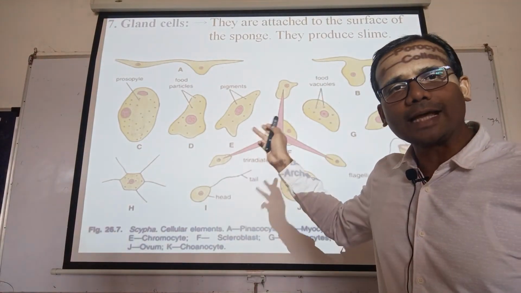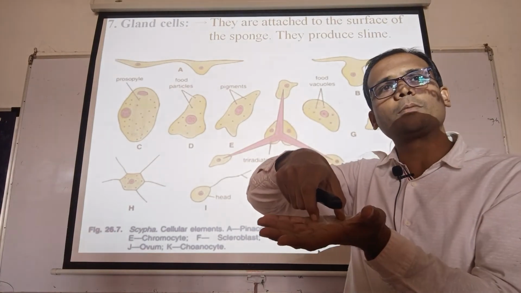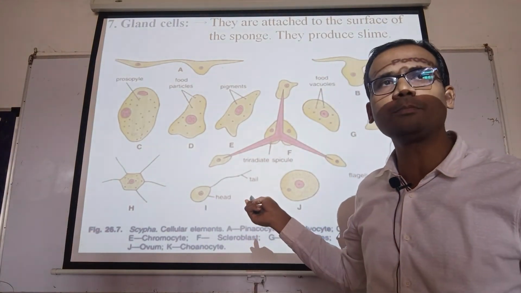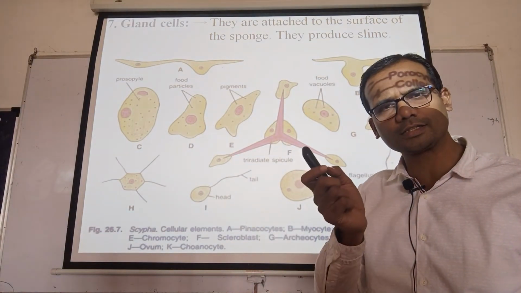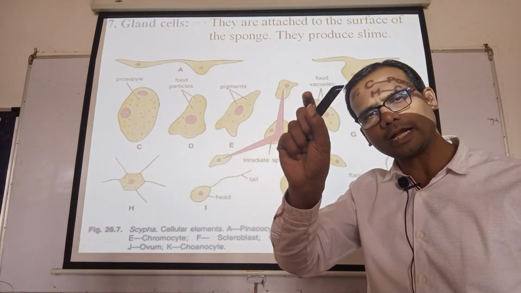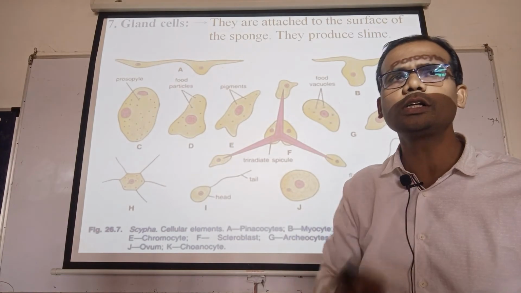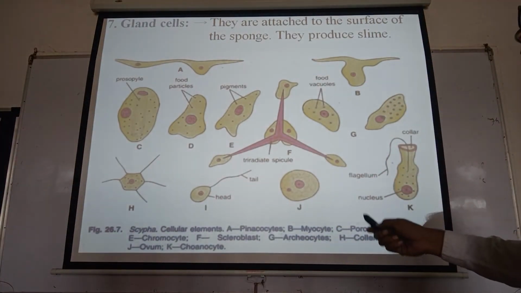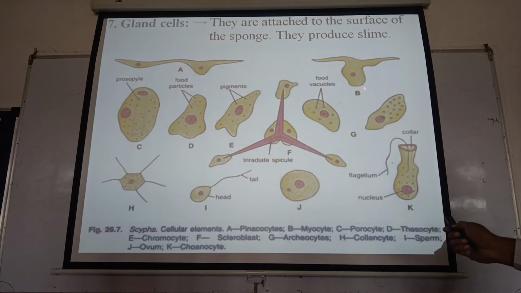We have seen that Scypha is attached to the substratum. Because of that, these gland cells produce slime, and with the help of that slime the animal attaches to the substratum. These are all the types of cells present: pinacocyte cells, then myocyte cells, then porocytes.